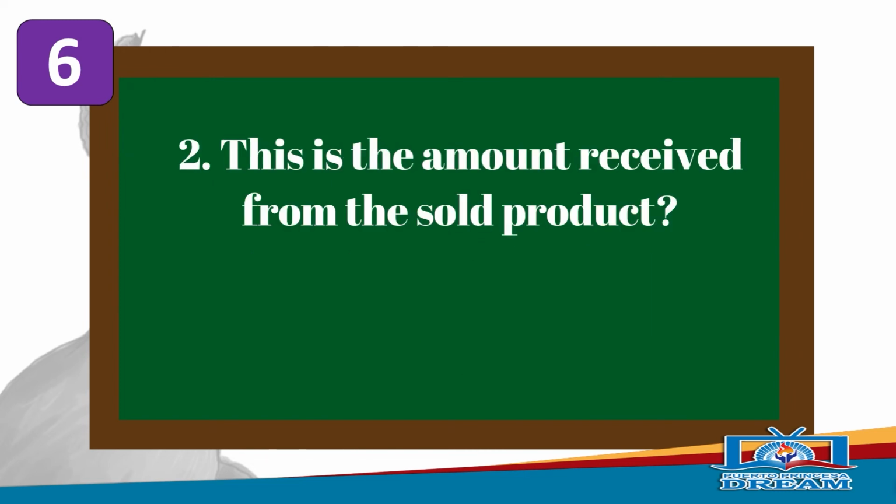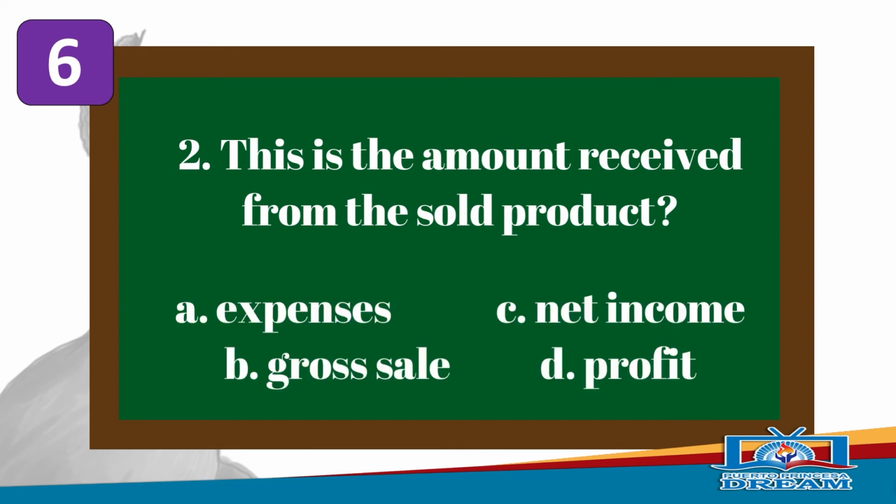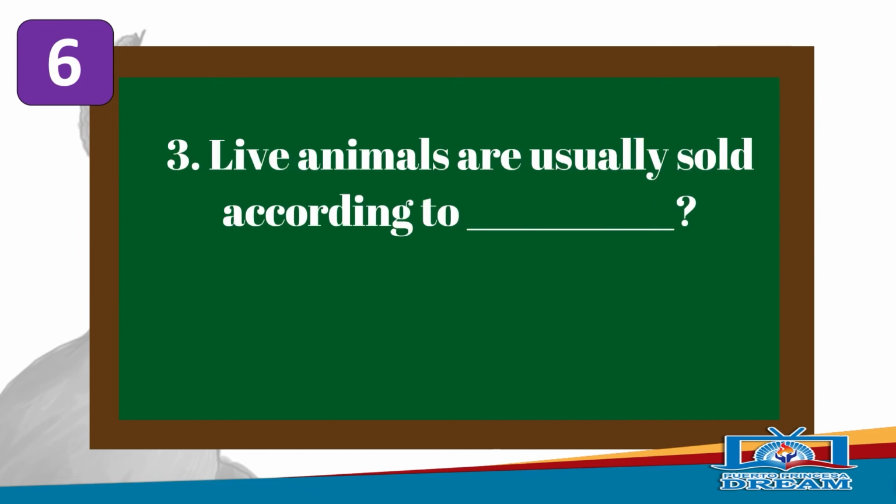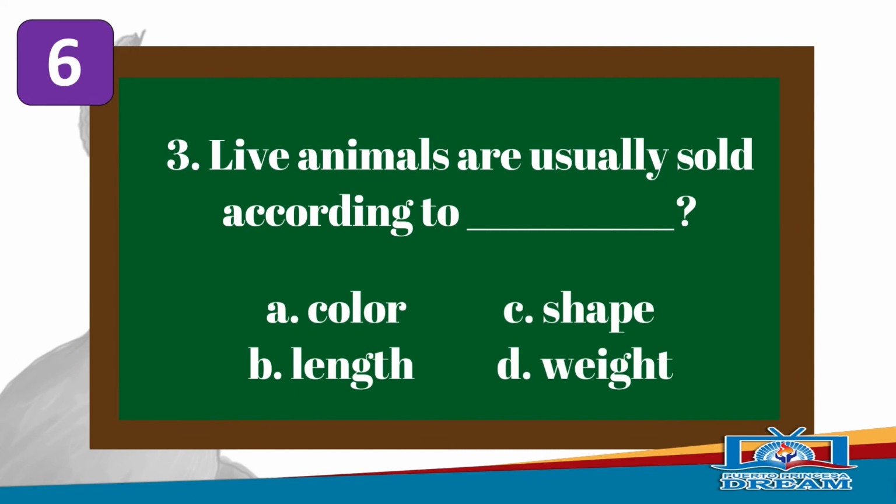Second question. This is the amount received from the sold product. Is it A. Expenses, B. Gross sale, C. Net income, or D. Profit? Number 3. Live animals are usually sold according to blank. Is it A. Color, B. Length, C. Shape, or D. Weight?